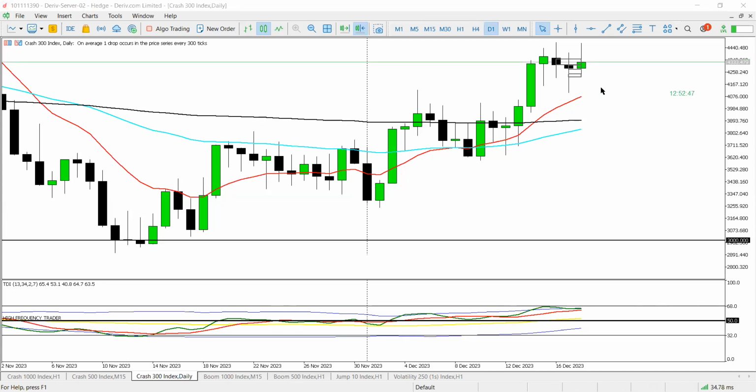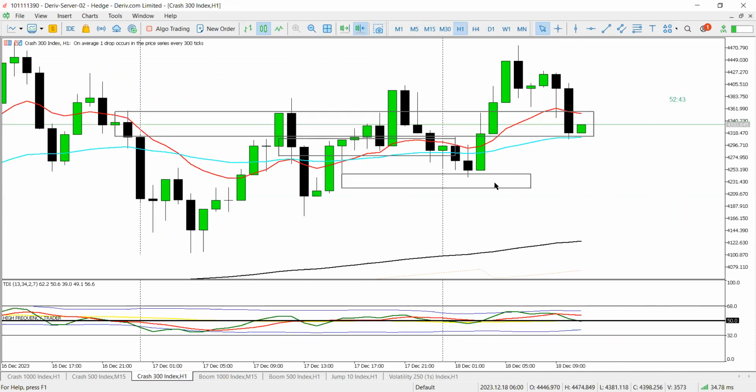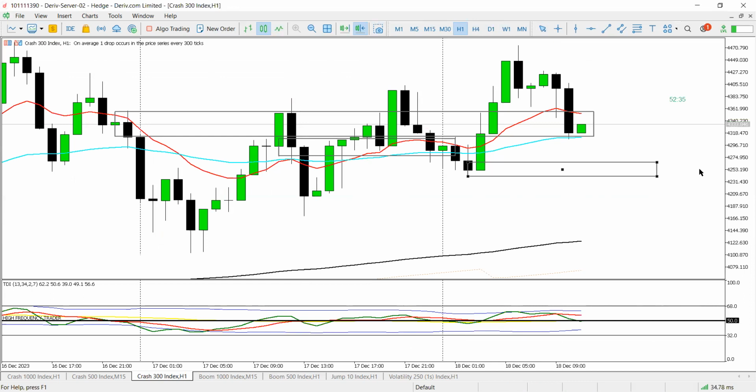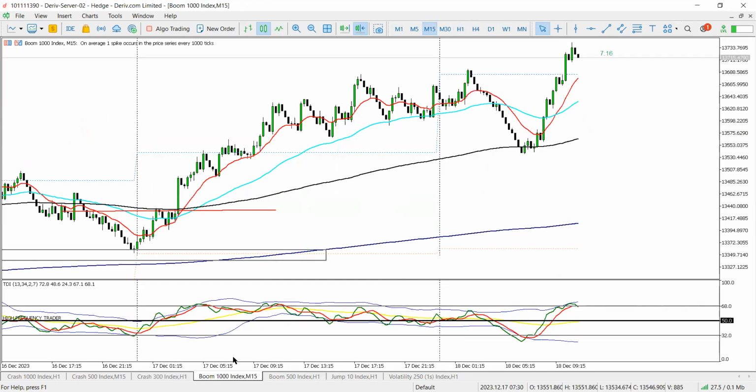So I have nothing much to say about C300. If you decide to trade it, just trade with caution. If you want to sell it, price has to break today's lows at least. Then we might consider a short-term sell back to the previous day's lows. So you want a break of this area, a retest, and a continuation for sales. Otherwise, I would stay away from it until we get clear momentum in the markets. B1000, I haven't been active on it.